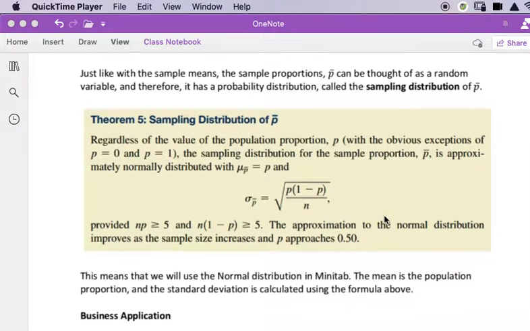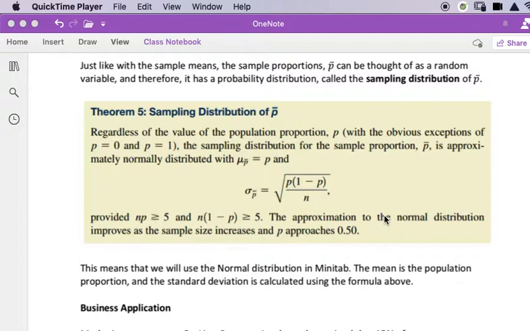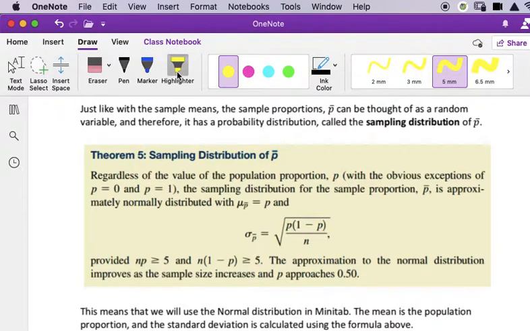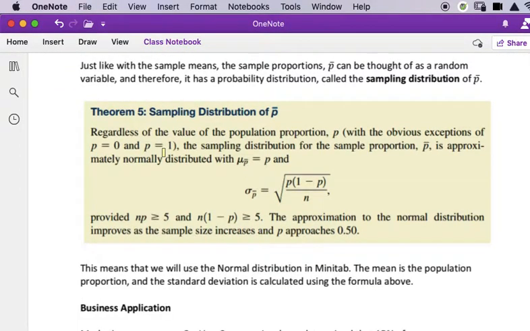So looking at Theorem 5, it says regardless of the value of the population proportion P, except for when P is 0 and P is 1, which you don't really have to worry about because that won't come up in this class, the sampling distribution for the sample proportion is approximately normally distributed with mu equal to P. So normally distributed means that we can use the normal distribution. And when we use the normal distribution, our mean is going to be the value of the population proportion given to us in the problem.